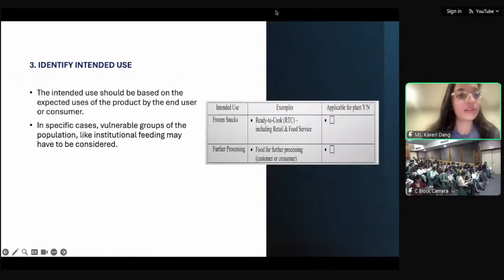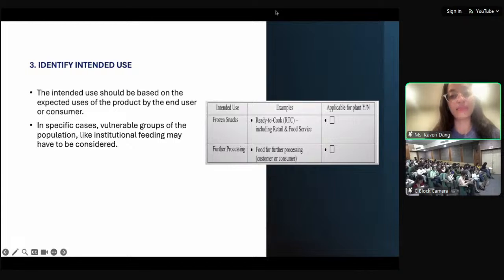And the next preliminary step was identifying intended use, in which we identify who are going to consume our products. And in specific cases, there are, as I said, vulnerable groups, people with diabetes or any comorbidities or any conditions existing. So we need to be specifying whom we are targeting our product to.